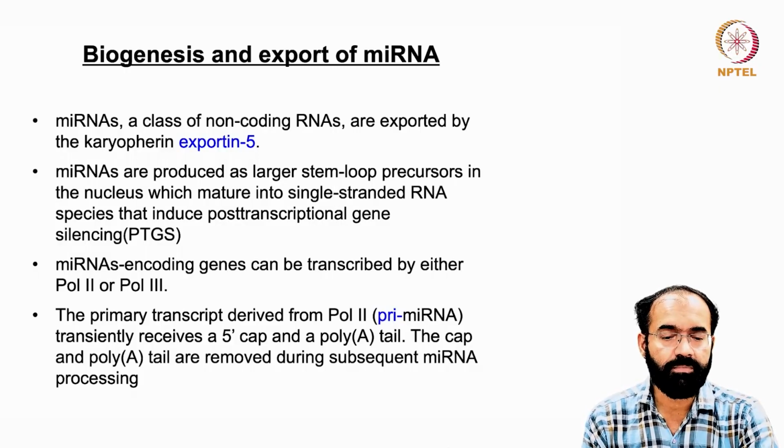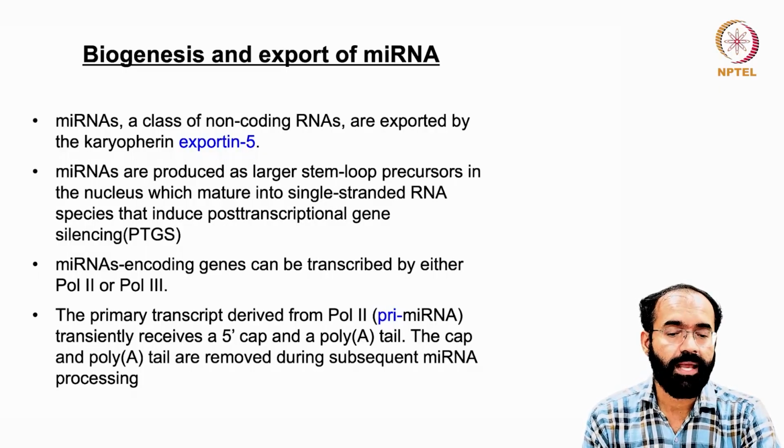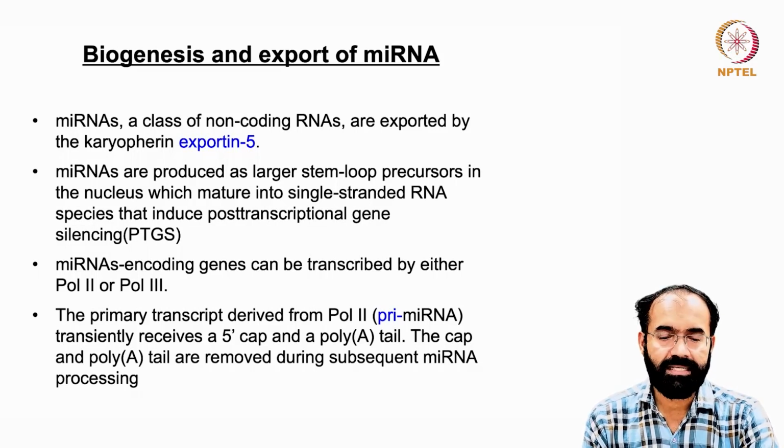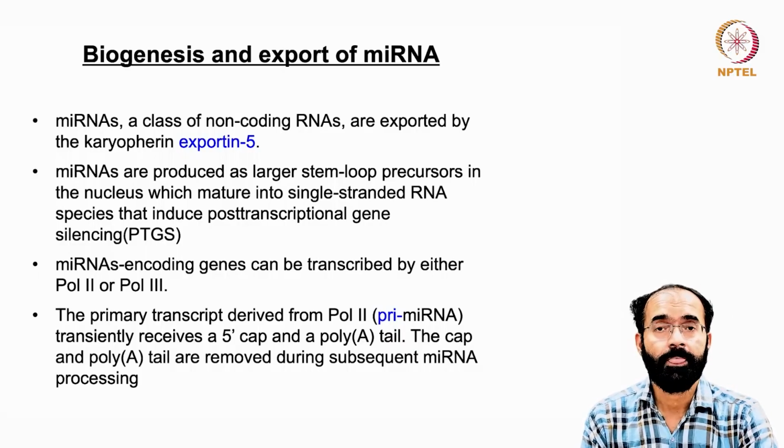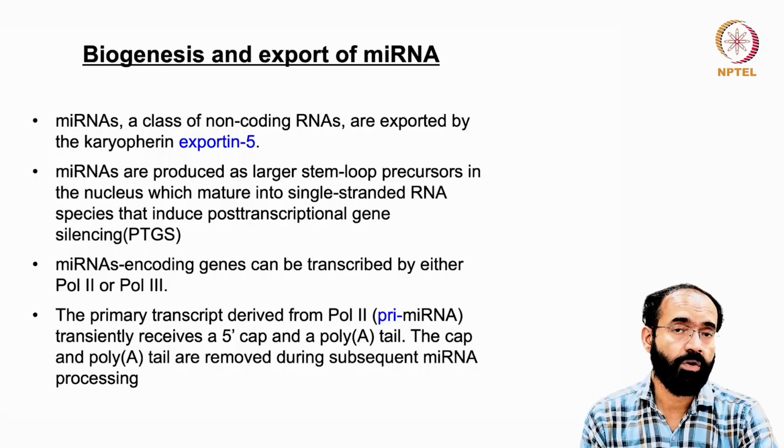They are exported by the karyopherin exportin 5. We saw for tRNA it was exportin T. So miRNAs are produced as larger stem loop precursors in the nucleus, which mature into single-stranded RNA species that induce post-transcriptional gene silencing, PTGS. Transcriptional gene silencing means a gene regulation occurring at the transcriptional level.